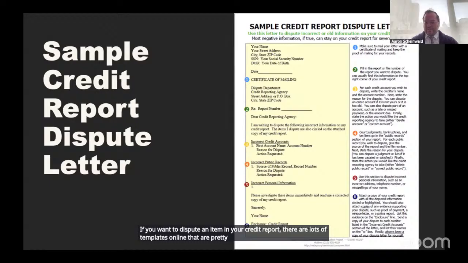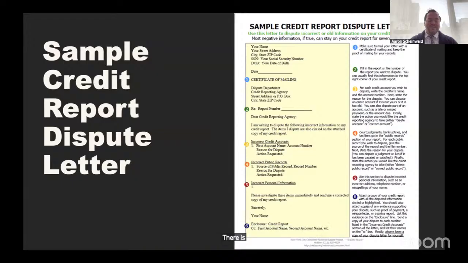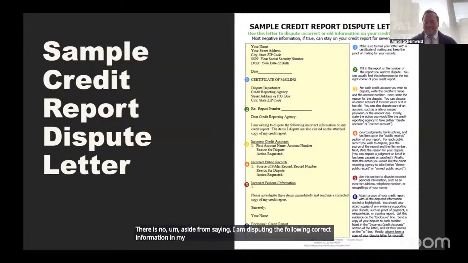This is the New York City Consumer Financial Justice Project template for this. You can find this online with a little bit of basic internet searching, but there are a lot of other templates that are pretty good. Aside from saying I am disputing the following incorrect information in my report and I request that you fix it, and then providing that information, there is nothing magic that has to happen there.